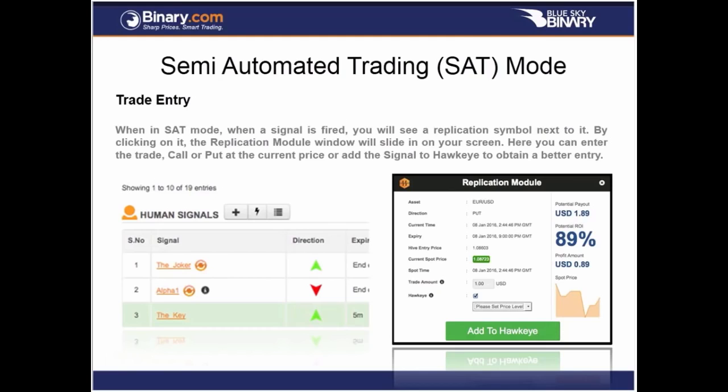So this is what the SAT mode looks like. When you're in the SAT mode and you see a signal fired, you will see a replication symbol just next to the name of the signal provider. By clicking on it, the replication model window will slide in onto your screen, and here you can enter the trade, call or put, at the current price, or add the signal to a Hawkeye watch list in order to obtain a better entry.